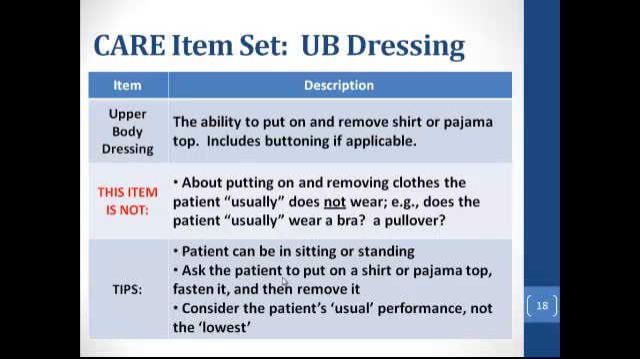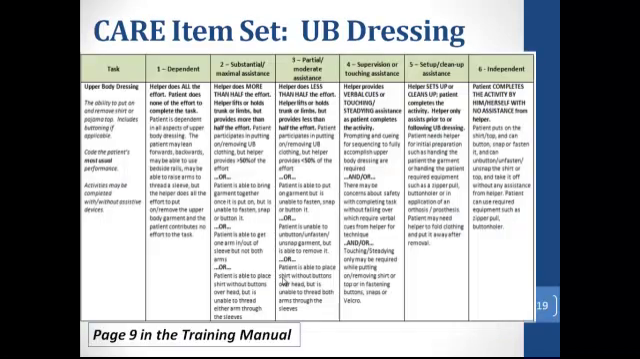A few other tips for scoring is that the patient can be in a sitting or standing position. The item does not indicate which it has to be. A simple method of assessment for this item during evaluation is to ask the patient to put on a shirt or a pajama top, fasten it, and then remove it. And as always, consider the patient's usual performance, not their lowest. The descriptions for this item can be found on page 9 of your training manual.